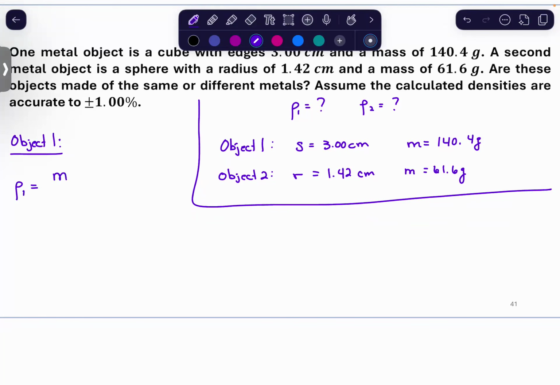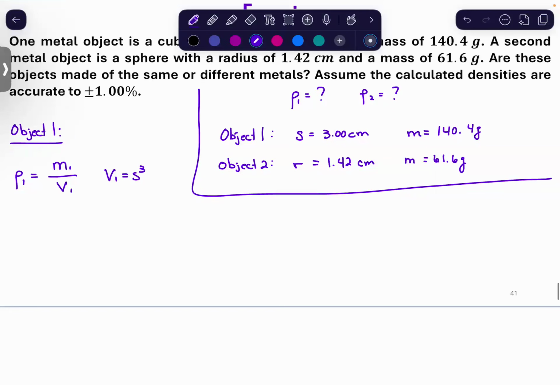Okay, so density 1 can be mass 1 over volume 1. That's my theorem. Another theorem that I have is for a cube. Volume 1 is going to be s cubed. So the volume of a cube is you take one of the sides and cube it. Now I can rewrite with this substitution that density 1 is going to be mass 1 over s cubed. So now I've made my substitution and I've developed an equation that I can plug numbers into.